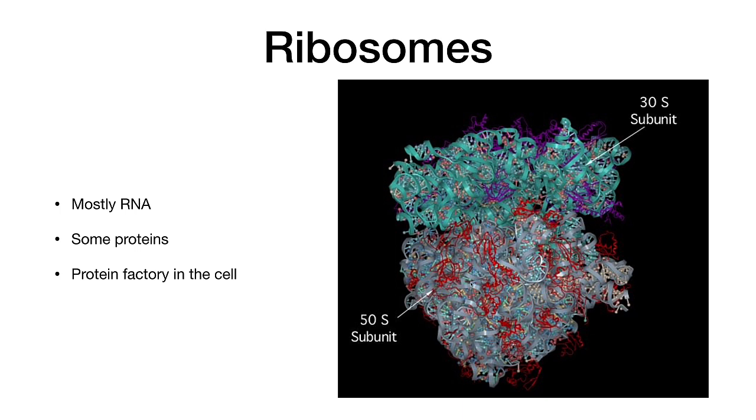Ribosomes are the protein factories of the cell. They translate the instructions copied from the DNA into RNA and take that and translate that RNA into protein. We'll have much more to say about this process in another video.